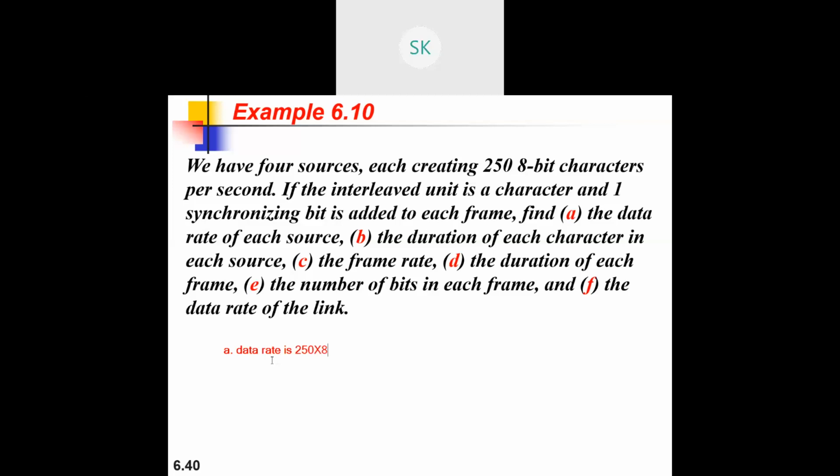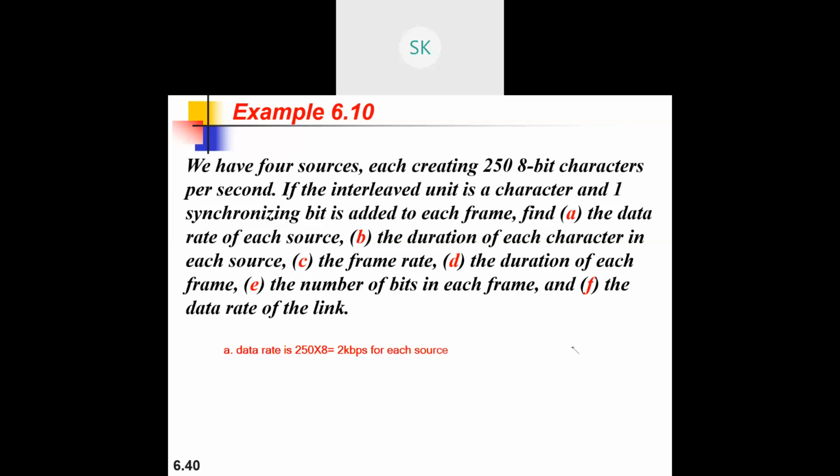So just a small question. What they have is 4 sources. We have 4 sources, each creating 250 8-bit characters per second. If the interleaved unit is a character, that is whatever the time that you are moving it from one particular device to another. So from A, one character is produced, B is produced, C is produced. Like that, one character will be produced. And 1 bit synchronization is added to each frame. So one bit is added to each frame.